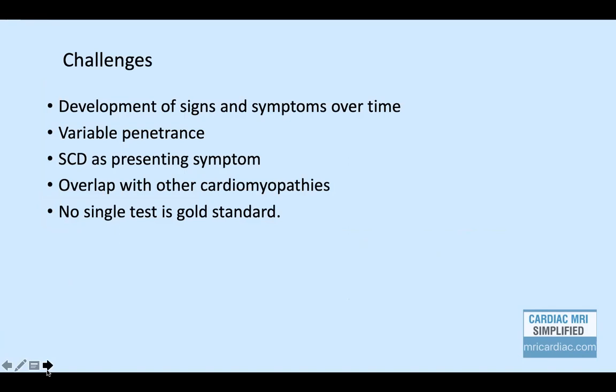There are challenges in diagnosis and management of these patients because the signs and symptoms are variable and develop over time. There is variable penetrance, and sometimes, unfortunately, sudden cardiac death can be the first presenting symptom. This cardiomyopathy overlaps with other hereditary cardiomyopathies, and you may get borderline features of the right ventricle in a few cases. Unfortunately, no single test is the gold standard. Hence, it has to be seen as a whole along with clinical, ECG, echocardiography, and MRI findings.